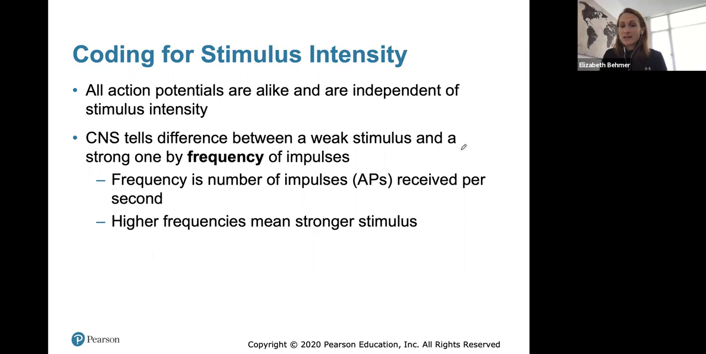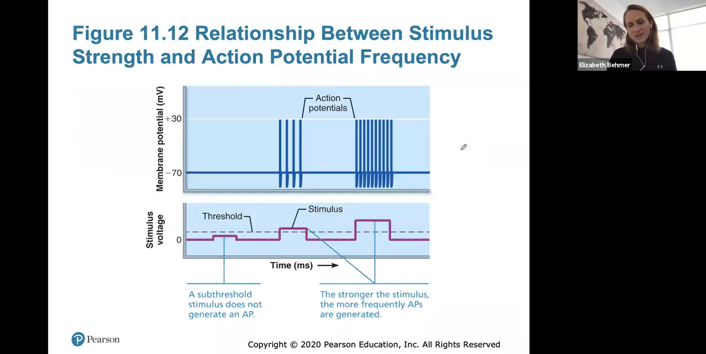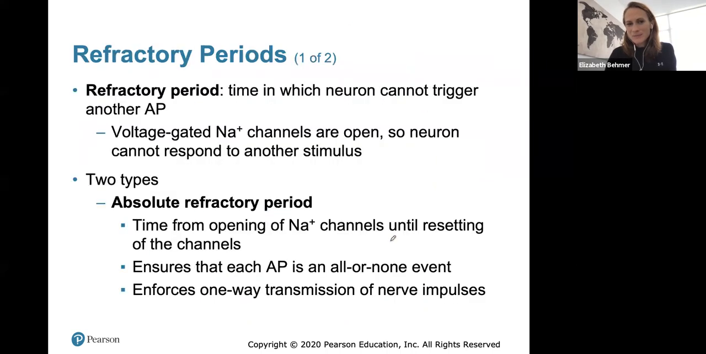And the frequency is the number of impulses or action potentials received per second. The higher frequencies just mean a stronger stimulus. So here we have a subthreshold stimulus that does not generate an action potential. Here's a stimulus that will generate an action potential. And the stronger the stimulus, the more frequent action potentials will be generated.